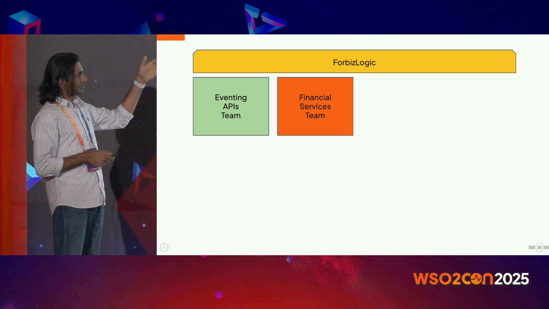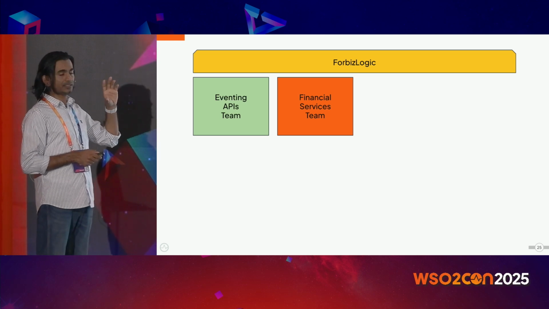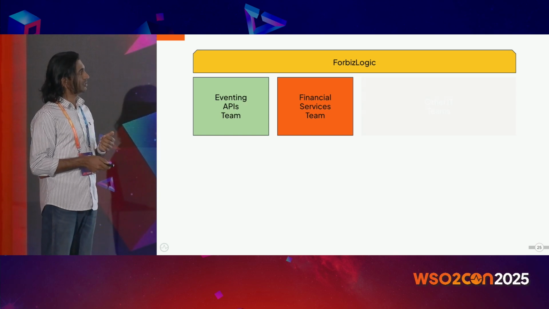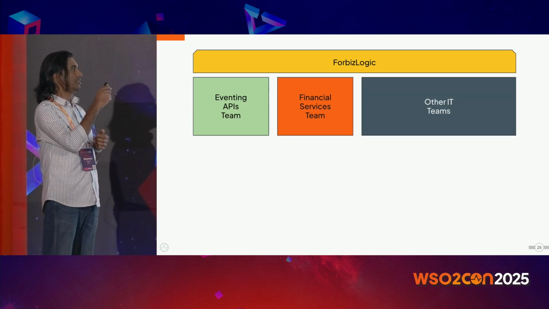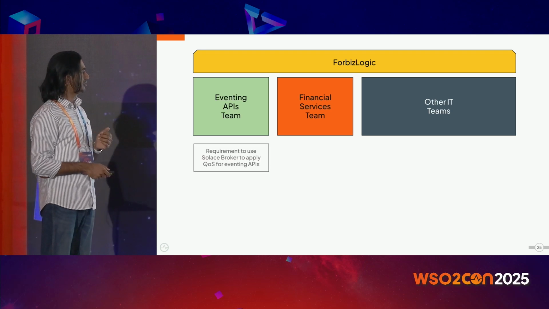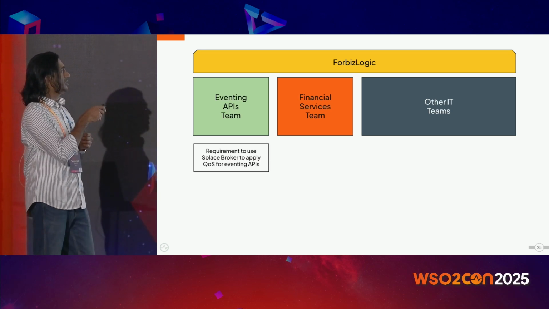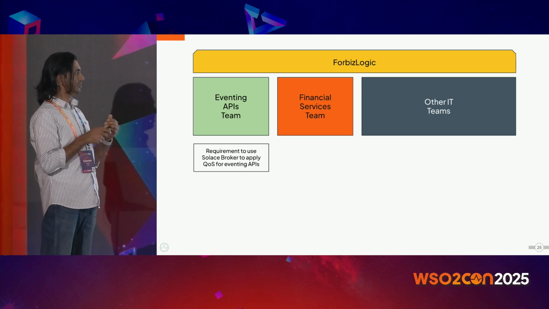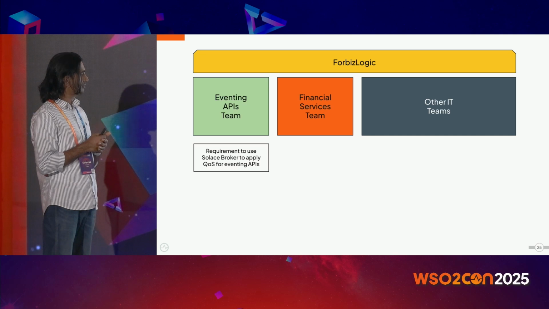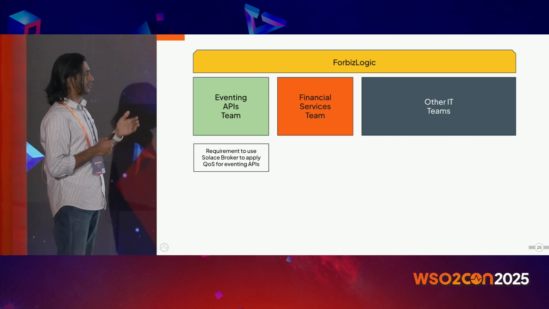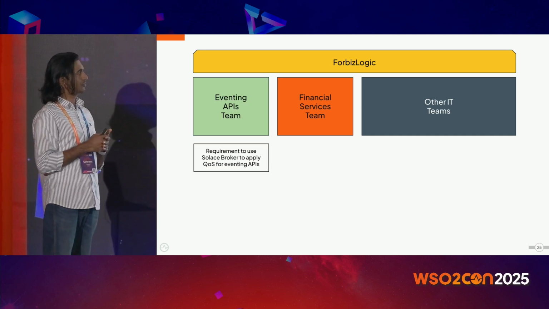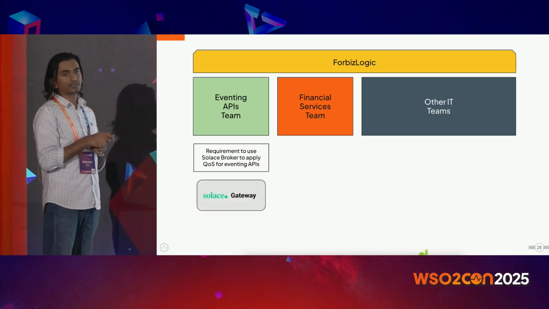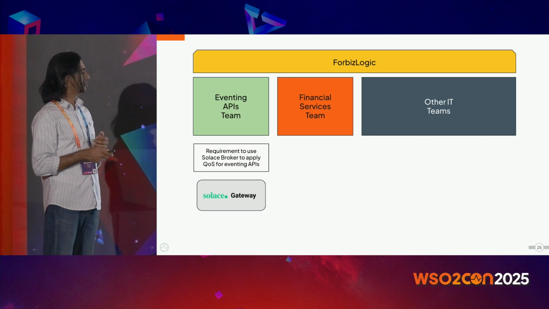So then there's another well-established team, which is the financial services team. They have a set of APIs for that business unit as well. Then there are other IT teams, so we will go into the requirements of each of these teams. Like I said earlier, the eventing API team needs to use eventing or async APIs. Their requirement is to use some sort of broker, so possibly they will go for Solace broker. They pick the Solace gateway or broker for that use case.